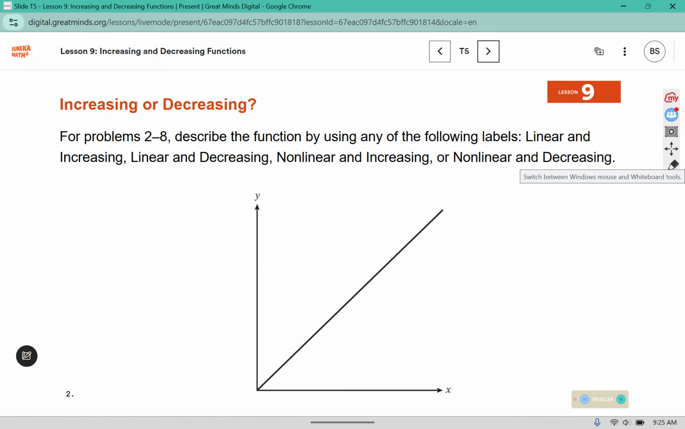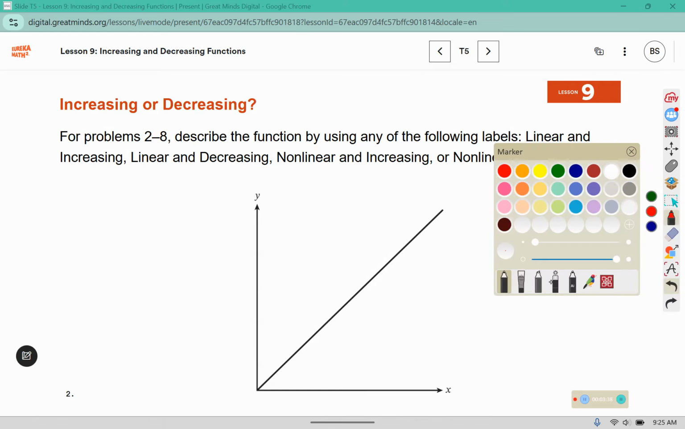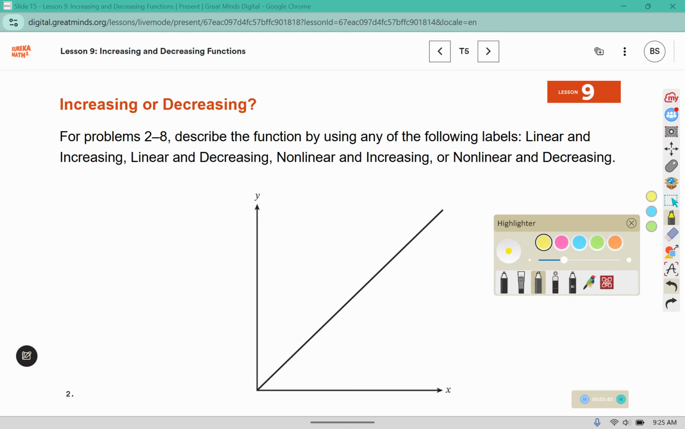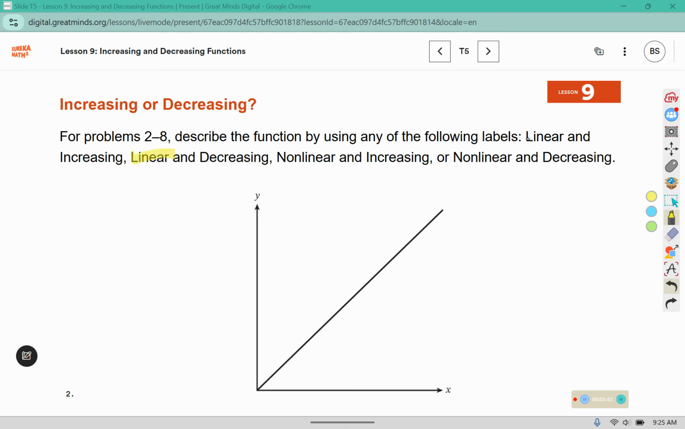For problems 2 through 8, describe the function by using any of the following labels: linear and increasing, linear and decreasing, nonlinear and increasing, or nonlinear and decreasing. This one is forming a straight line, so it will be linear. And since it is going up, it is linear and increasing.